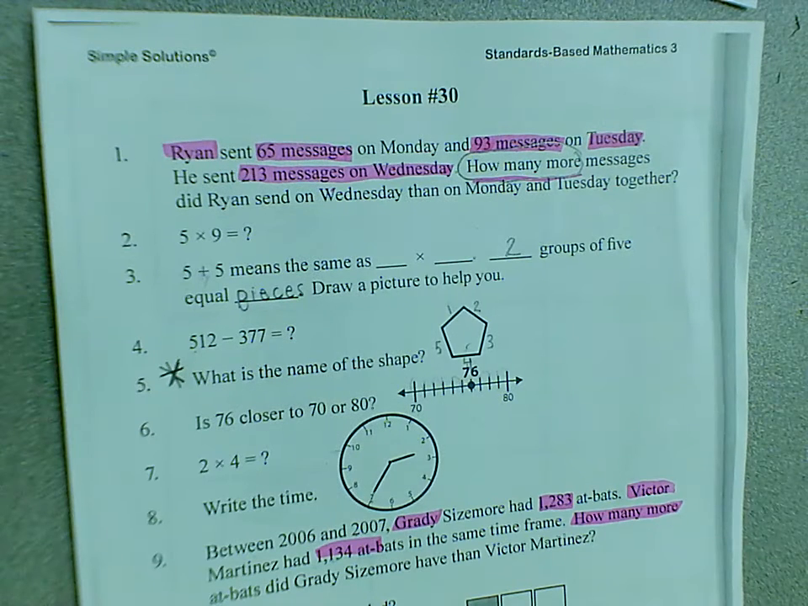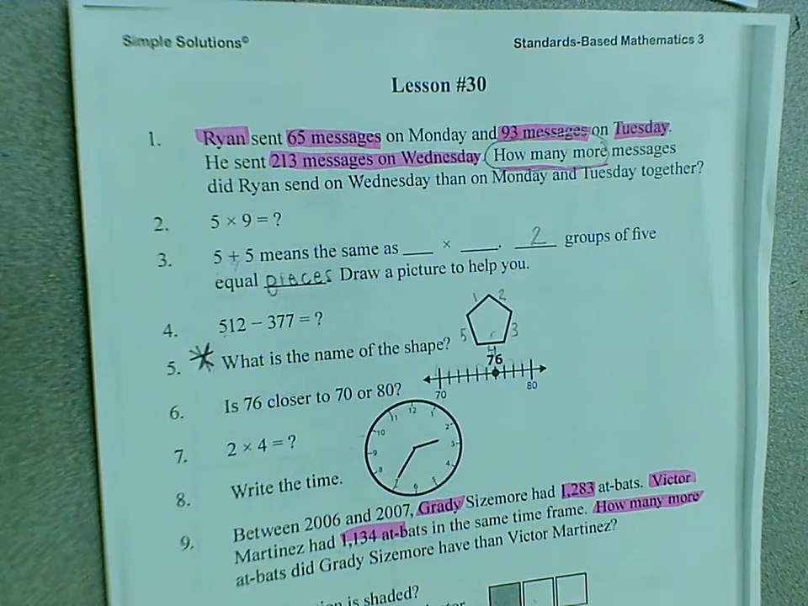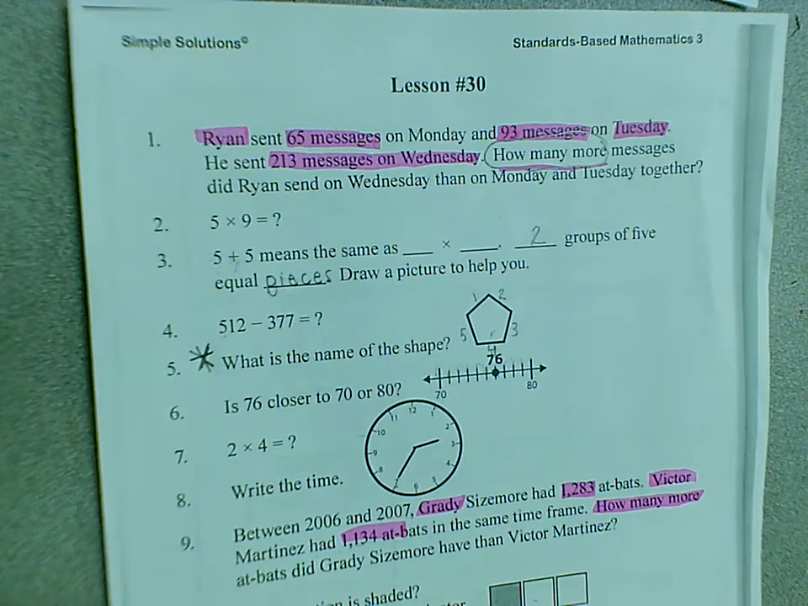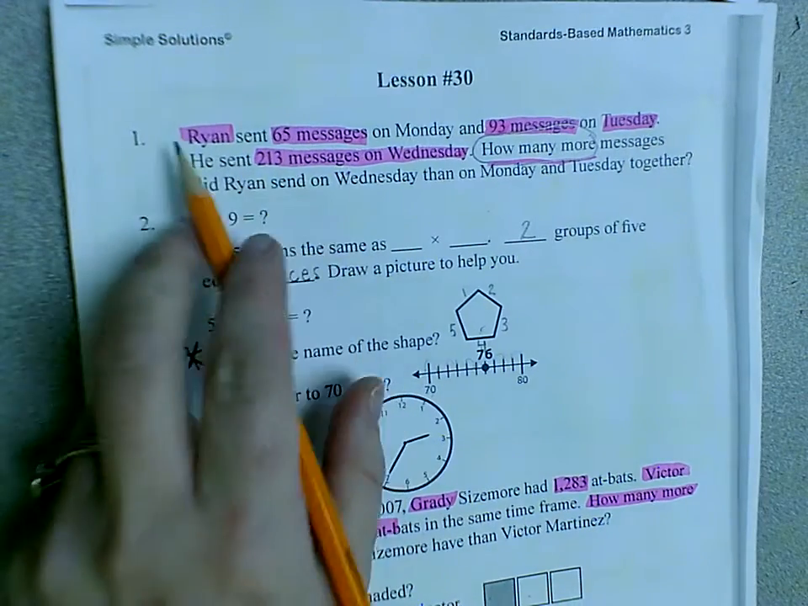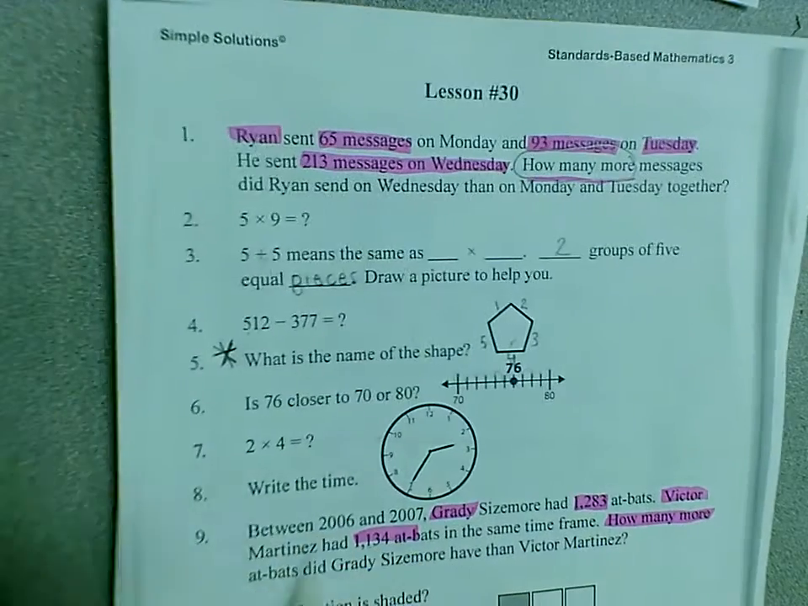All right, boys and girls, this is recording number 2 for Simple Solutions number 30, which should be completed October 6th, Tuesday, which is today. So normally we would do this in our small groups, but unfortunately our Zoom was not working, so I'm doing it through here instead. So I've actually gone through and I have already highlighted my important information for number 1.